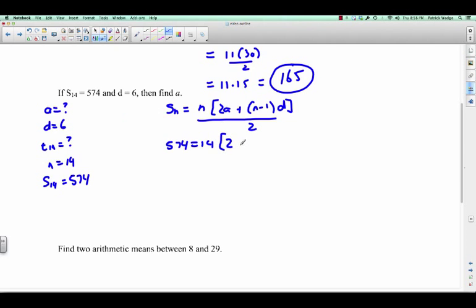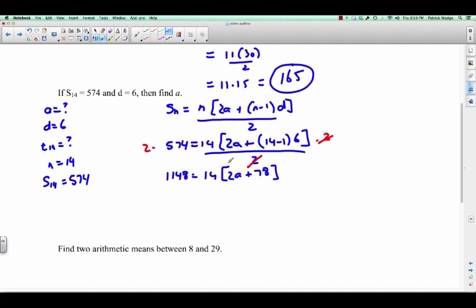2 times a, we don't know a, that's our one unknown, plus n again, which is 14 minus 1, times the difference, which is 6, all divided by 2. So it's good. We only have one unknown. We can solve this. Let's multiply both sides by 2. If you multiply this side by 2, that'll cancel out. 2 times 574 is 1,148 equals 14 times (2a. Why don't we do this? 14 take away 1 is 13, and 13 times 6 is 78.